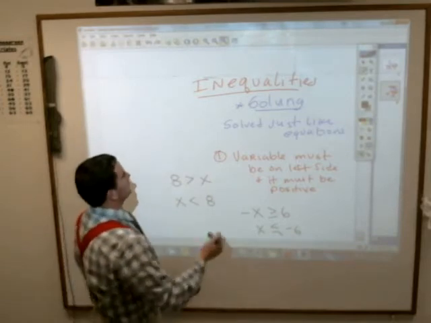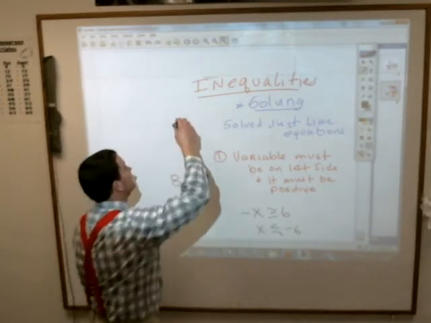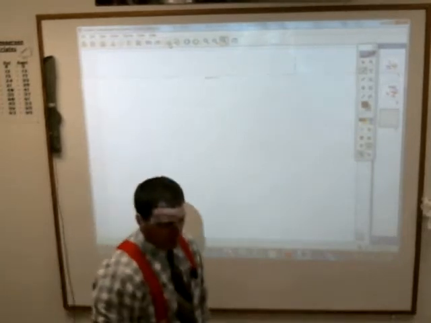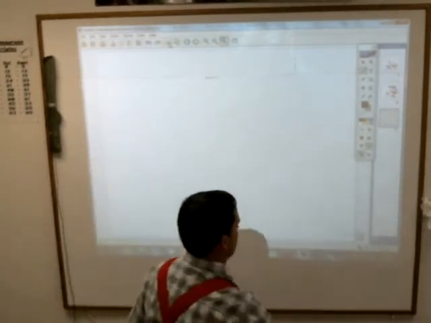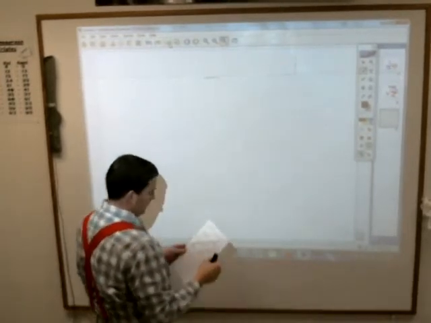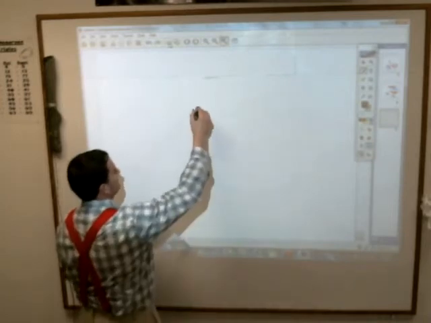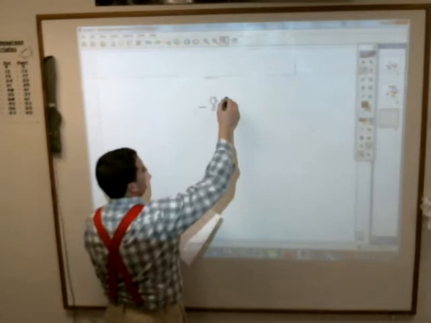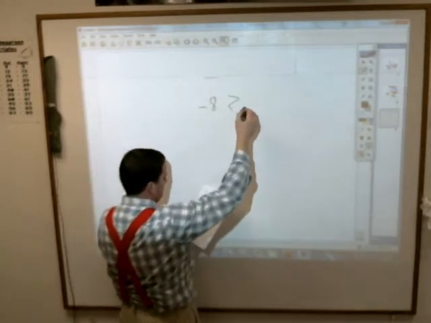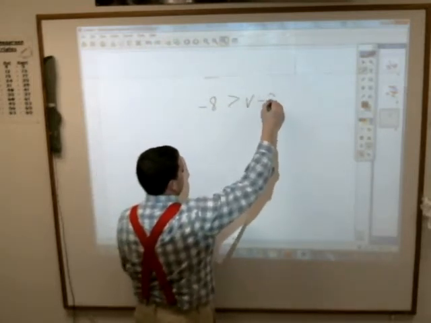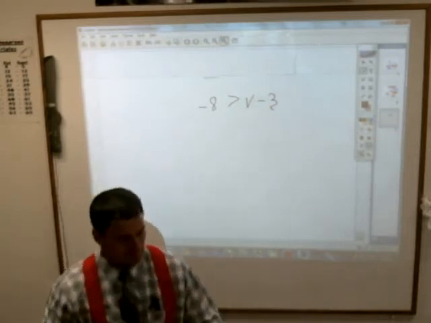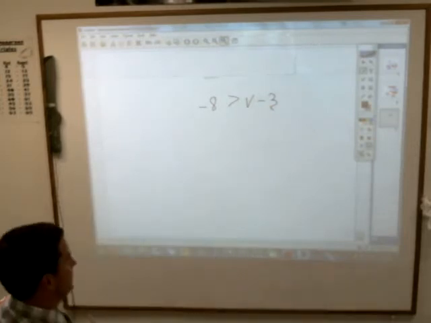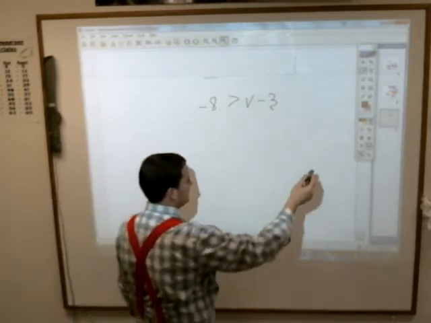So we're going to end up with some problems that look like this. Let me just yank one off that little worksheet there. Let's go right to the back where it's hard. Oh, yeah. This right here. Problem number 17. Negative 8 is greater than b minus 3.